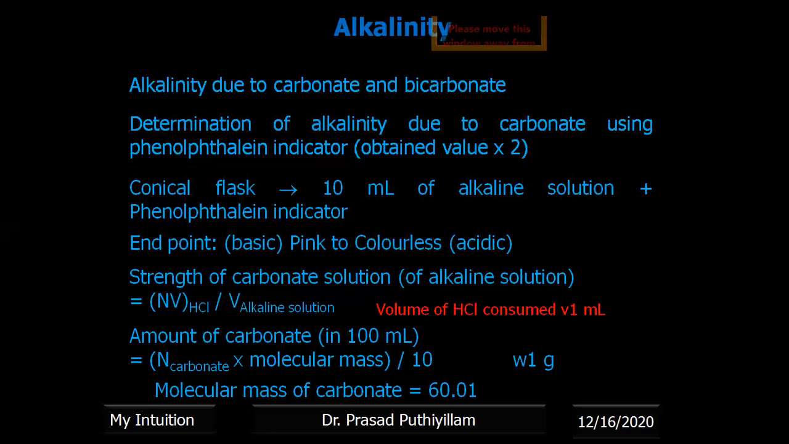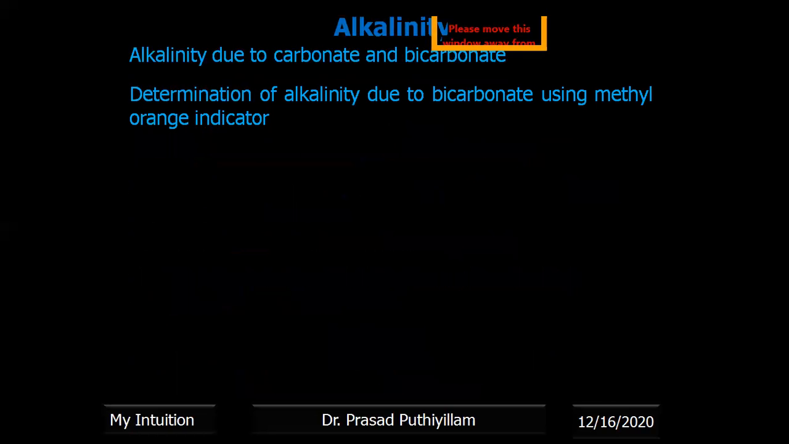Here the obtained volume of HCl, let it be V1, the titer value, the concordant value obtained after doing titration. Let us take it as V1 ml, because when we want to find out the alkalinity due to carbonate, this one we have to use, and there we have to multiply it by 2. That will come in the next slide, I'll explain.